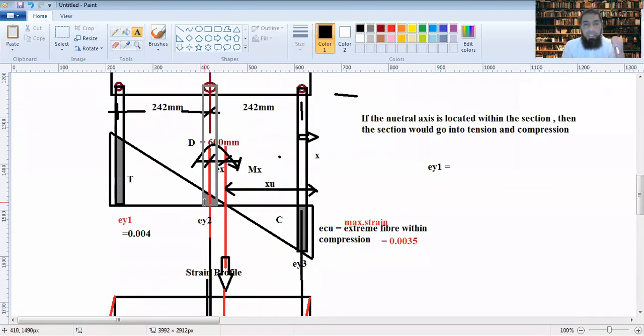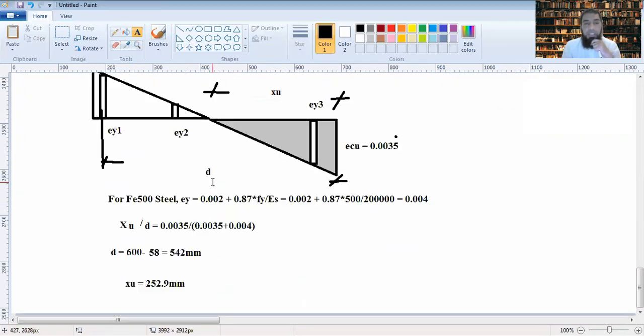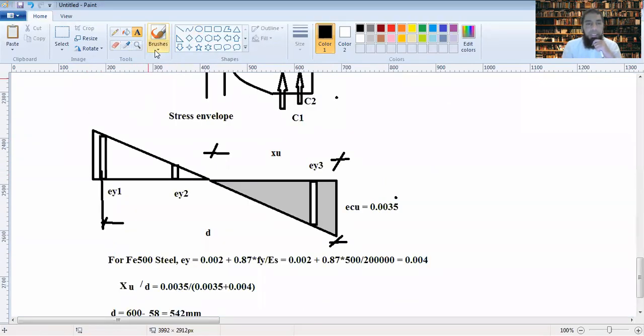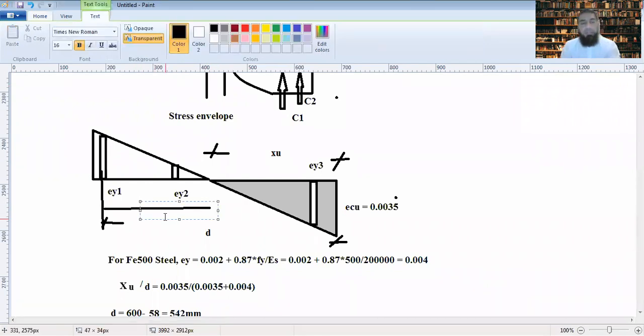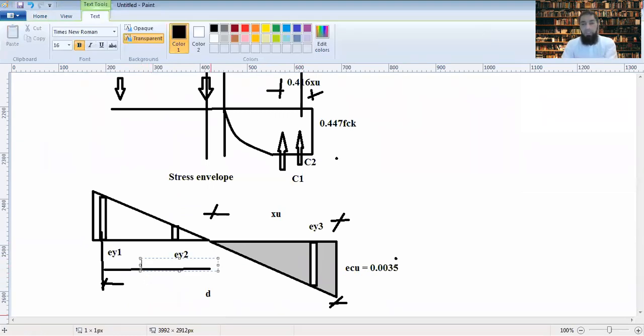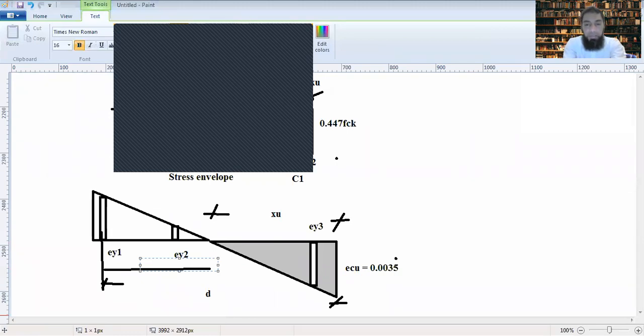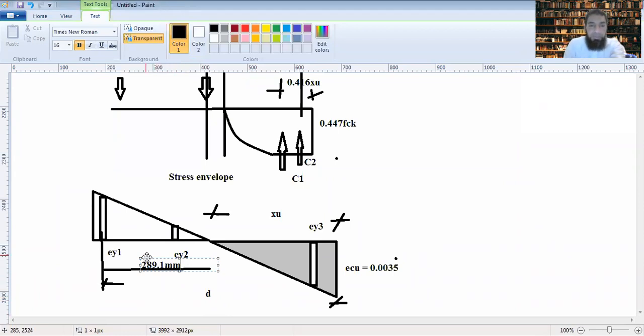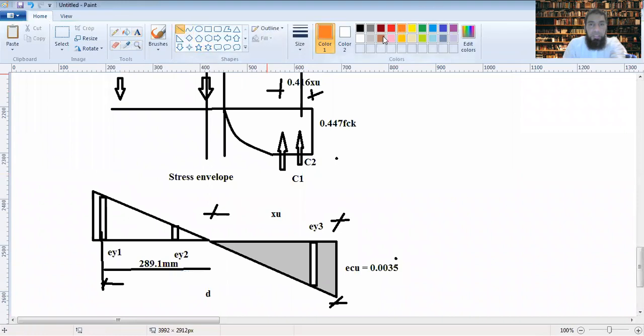Now correspondingly from this similar triangle, how much is EY2 then? This triangle would now have, what is this distance? Right from here to there, this distance is 252.9, so the rest of the distance is 600 minus 58 minus 252.9, that's 289.1. So this is 289.1 mm, the distance from this point, the center of this, up till the neutral axis.